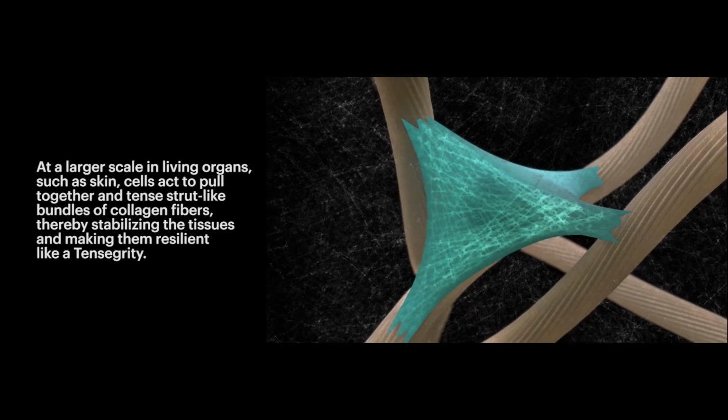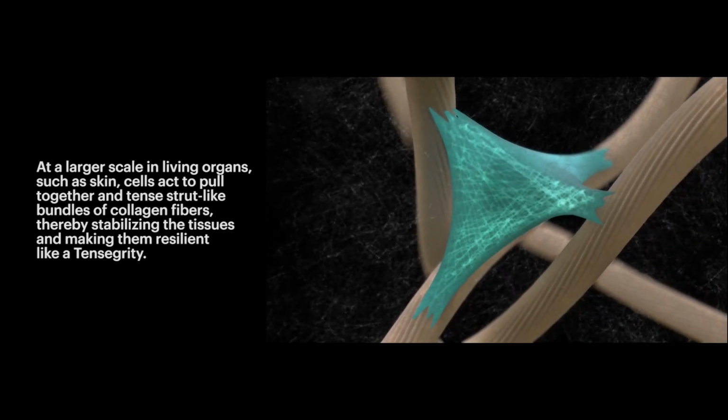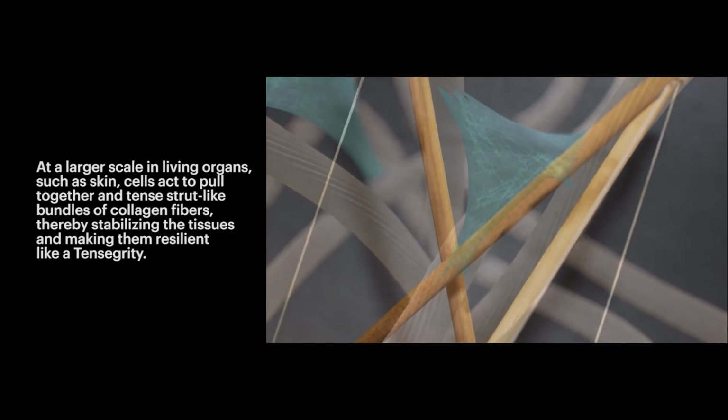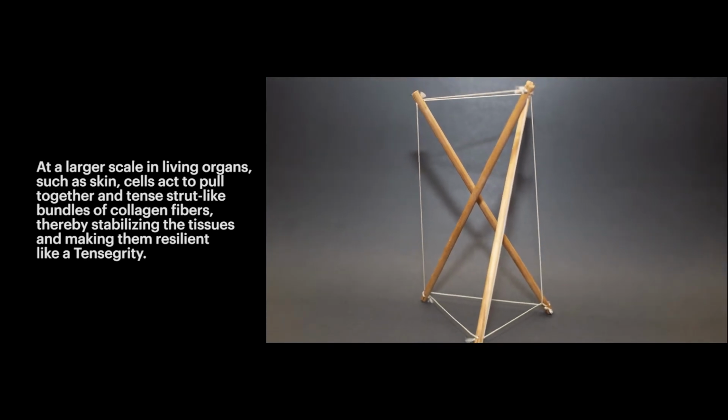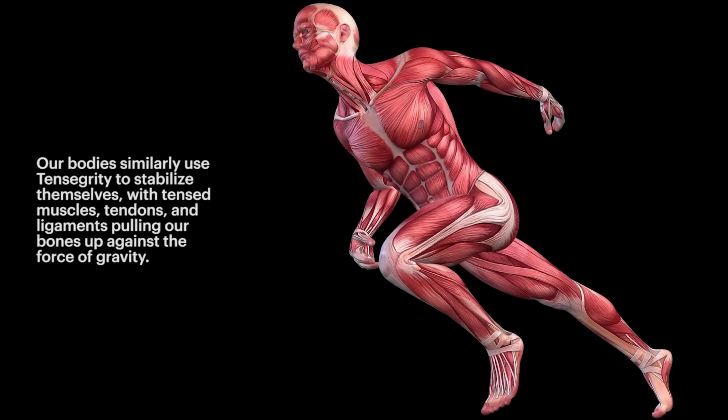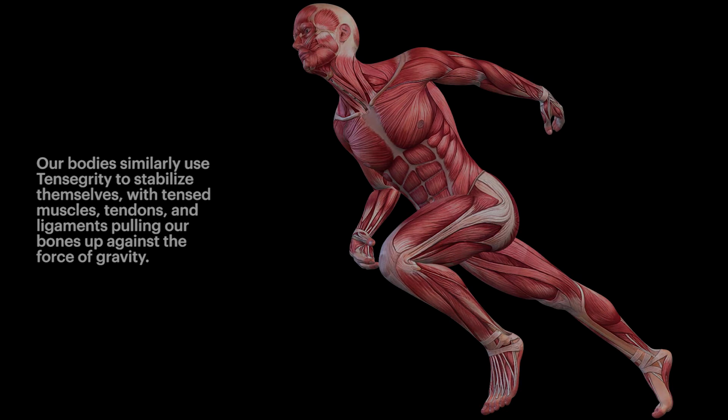The video offers a microscopic view of the skin and subdermal collagen fibers pulled together with cells. It zooms in to a bundle of collagen fibers held together with a cell-like gum caught in strings. Our bodies similarly use tensegrity to stabilize themselves, with tensed muscles, tendons, and ligaments pulling our bones up against the force of gravity. A medical illustration of the muscular system depicts a man in motion with his knee bent and arms back, as if he's running.